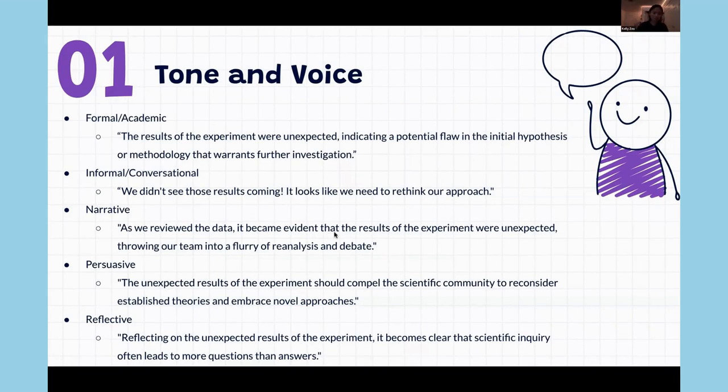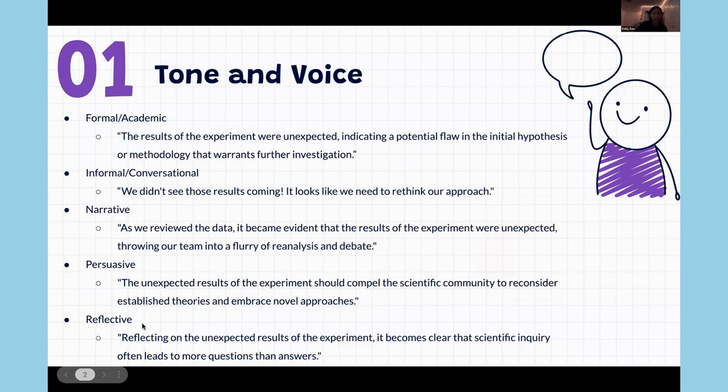Our fourth type of tone is persuasive. So in this style, we would say something like, the unexpected results of the experiment should compel the scientific community to reconsider established theories and embrace novel approaches. So, the key with this type of writing is that you have an argument and you're trying to persuade the audience to think in the same way. So, without some sort of argument, you can't write persuasively.